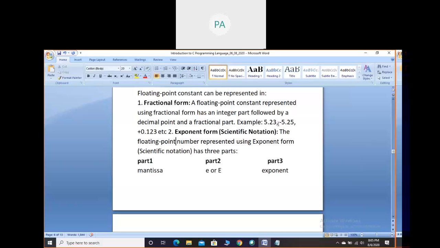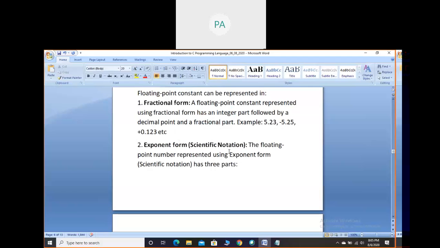Even in the integer part, you can consider digit 0 also. So 5.23, minus 5.25, 0.123 with plus or minus, anything, etc. Next comes the exponent form. Exponent form means it is scientific notation. When we use scientific calculators, we will come across these things. Letter E we will come across. So E indicates exponent form, nothing but scientific notation of writing the floating point number.